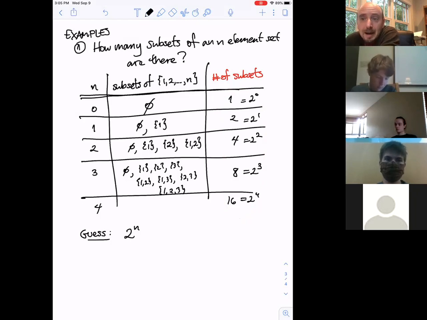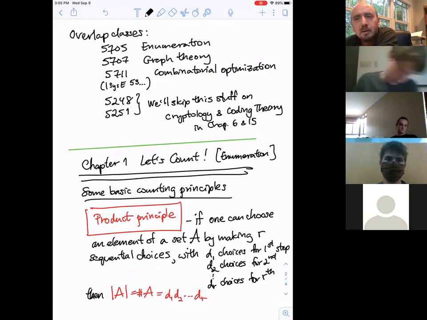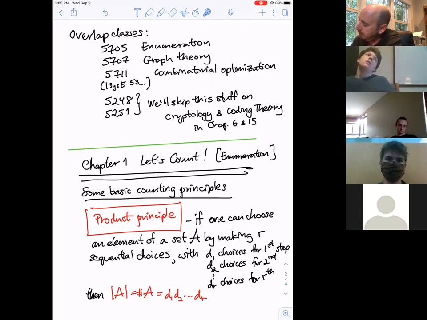And so how is this an example of that product principle? Let me remind you what the product principle said. How are we going to get this 2 to the n? So it was saying that if we want to choose an element of our set A, okay, so this is tricky. A here is the subsets of 1 through n. It's not that A is the numbers 1 through n. No. Capital A here is subsets of 1 through n, this thing that we think has size 2 to the n.